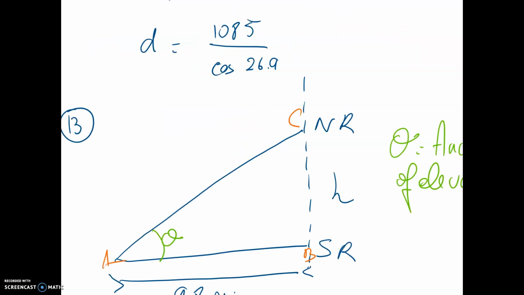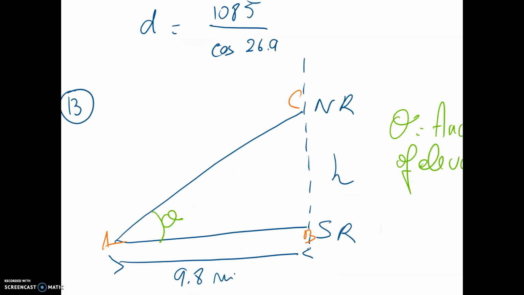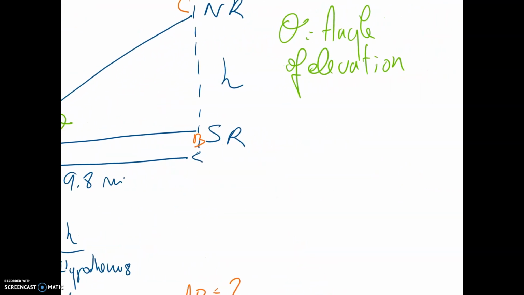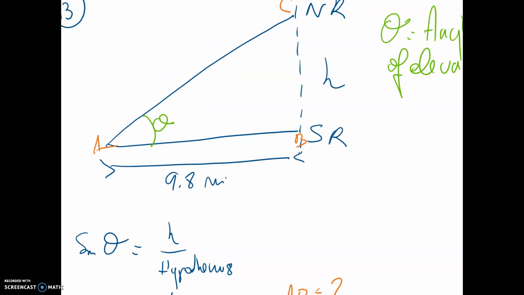All right, guys, in this problem number 13, from a point on the south rim of the Grand Canyon, it is found that the angle of elevation of a point on the north rim is 1.2 degrees. If the horizontal distance between the points is 9.8, how much higher is the point on the north rim? So what you have basically is this. And so theta, being in green, is the angle of elevation, and the question is find the altitude.